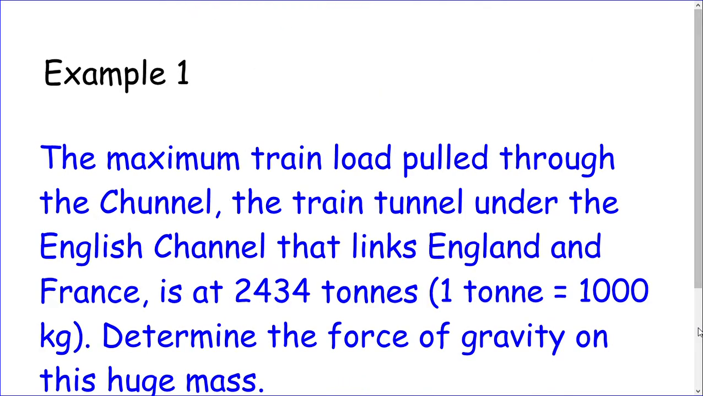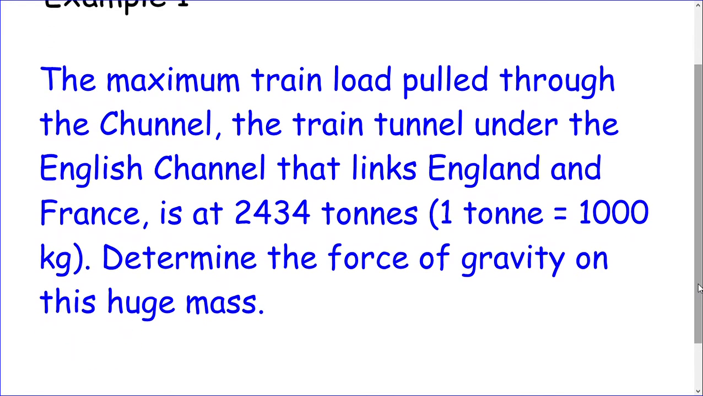So, example 1. It says the maximum train load pulled through the Channel, which is this train tunnel underneath the English Channel that links England and France. The max load that it can take is 2,434 tons, where 1 ton is equal to 1,000 kilograms. So determine the force of gravity that this max load would apply to the Channel. And so it wants to determine the force of gravity.